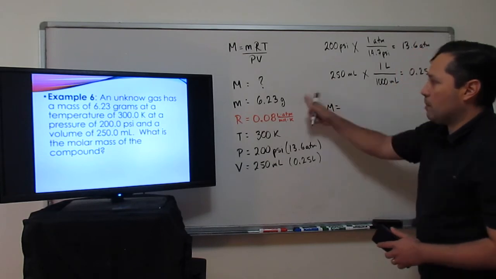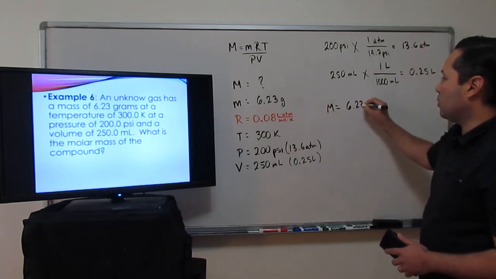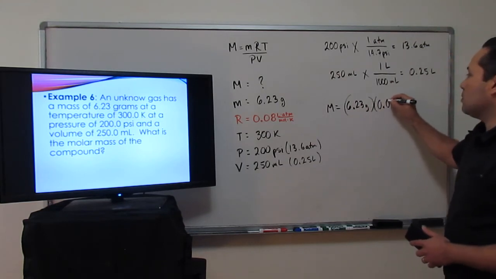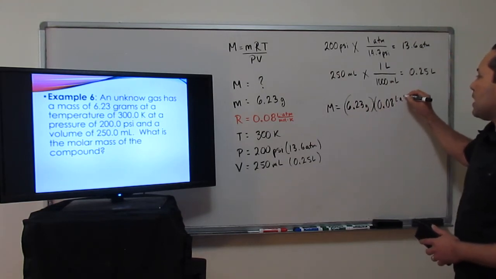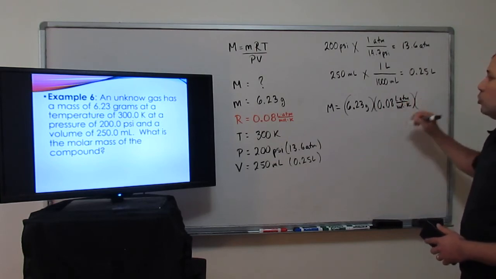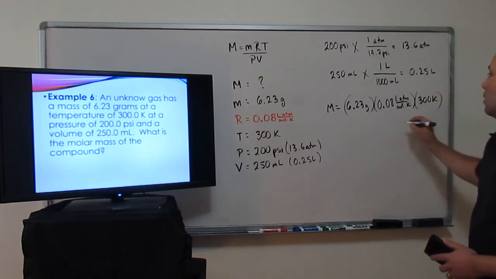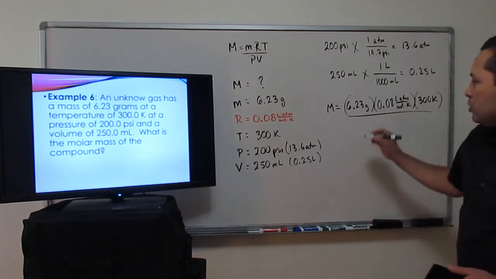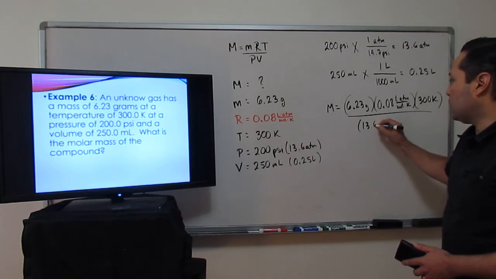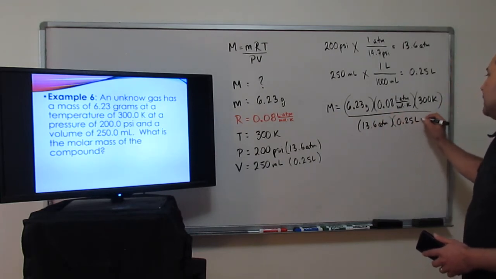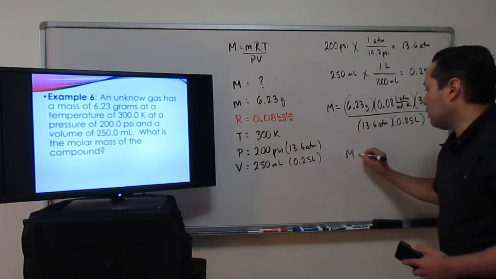Molar mass equals the mass, which is 6.23 grams, multiplied times the constant, liters times atmospheres over moles times Kelvin, multiplied times the temperature, which is 300 Kelvin, and all of it divided by the pressure, which is 13.6 atm, multiplied times 0.25 liters. Alright, so that's going to go ahead and give us our answer.